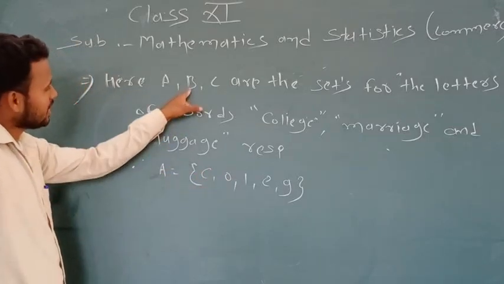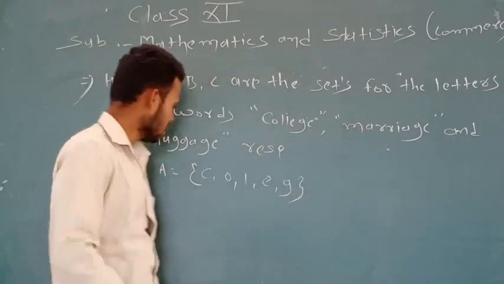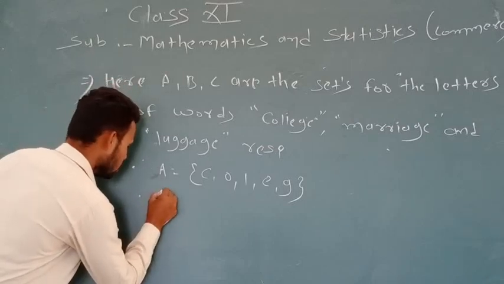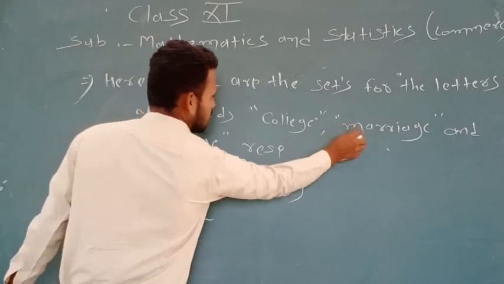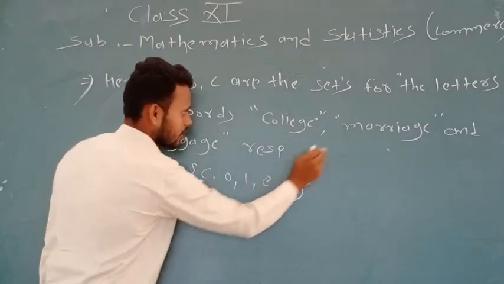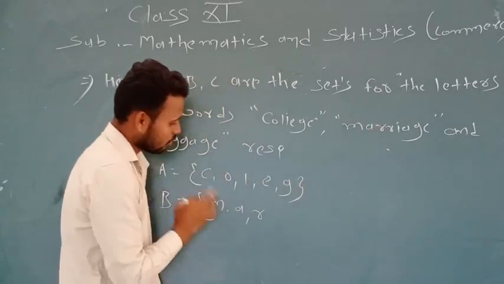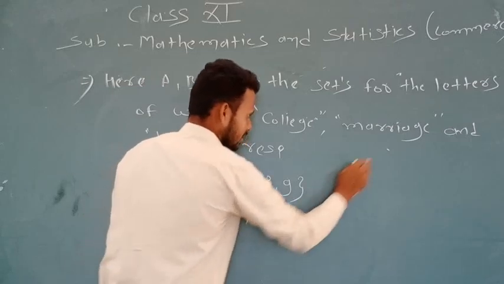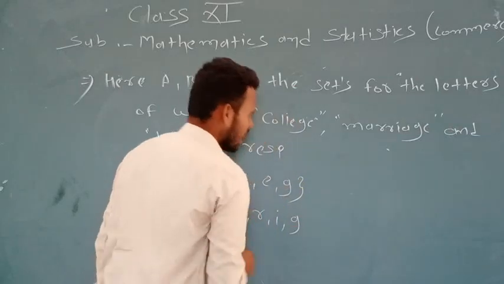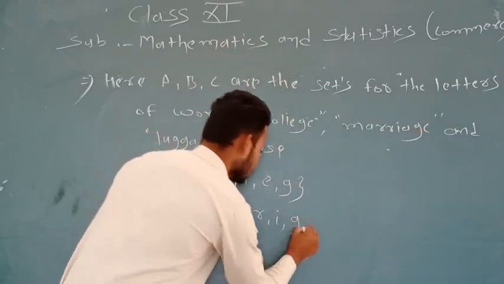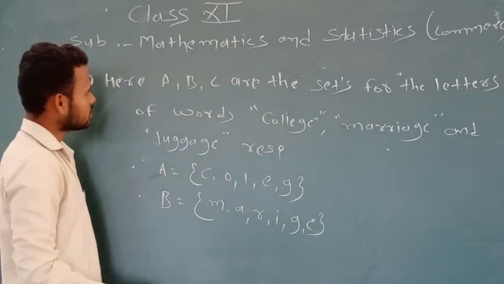The next set B is the set of letters for the word marriage. Therefore set B equals the set containing the elements of the letters. First M, the next A, the next R two times, therefore we write it only once. The next I, the next A, but we already took A here. The next G, and the last letter is E. We get set B.